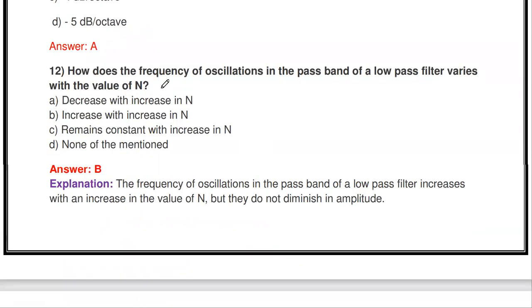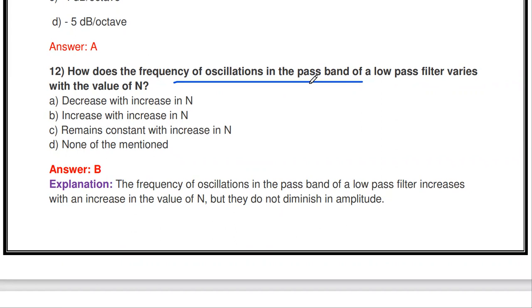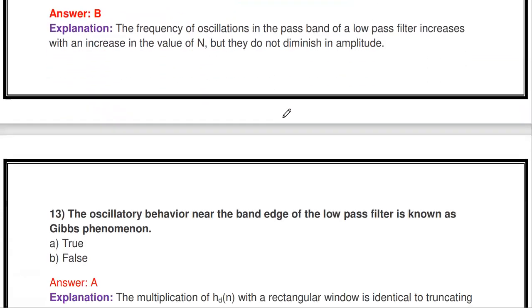Then the next one: how does the frequency of oscillation in the pass band of low pass filter vary with the value of n? The frequency of oscillation in the pass band increases with the increase in n value. Frequency of oscillation also increases with increase in n value.